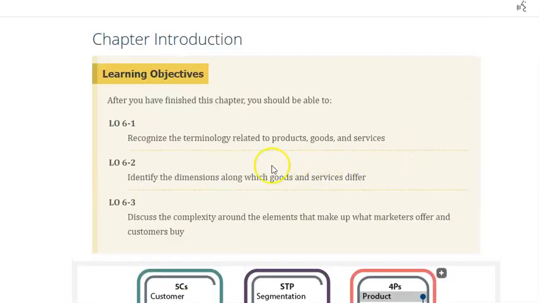Again, it's very important to do. So you want to be able to recognize the terminology related to products, goods, and services. They vary. Well, you can picture all the different products and services that are out there. And you can say to yourself, well, that's a broad range. So we kind of categorize them a little bit, and that's what you want to be able to look at here.